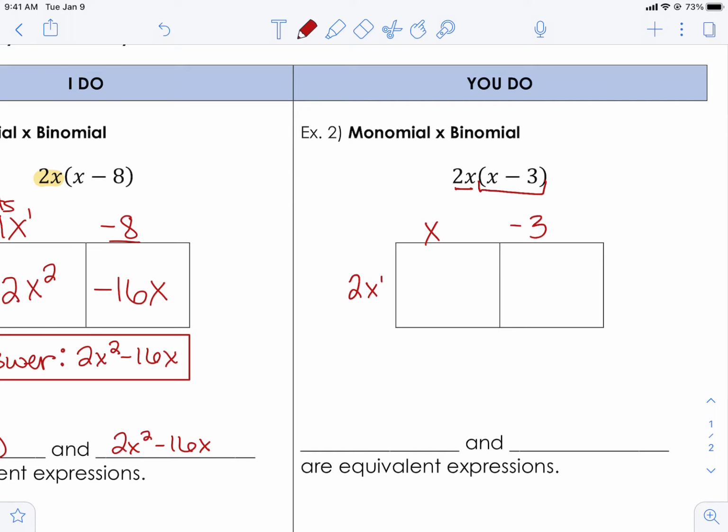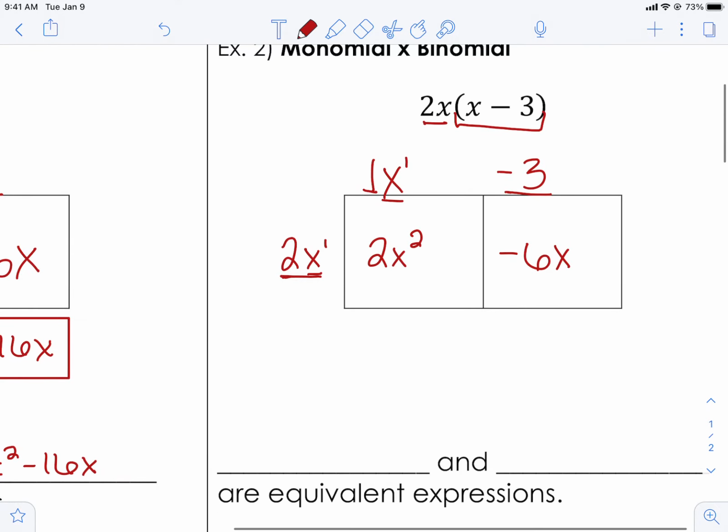Remember, the x's have an exponent of 1, and this x on top has a coefficient of 1. So I multiply 2 times 1, and I get 2. X times x, I get x squared. Then I multiply 2x times a negative 3. Well, 2 times negative 3 is a negative 6. And then I just attach the x to it. So my final answer for this one is 2x squared minus 6x.